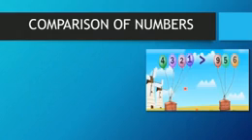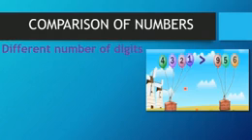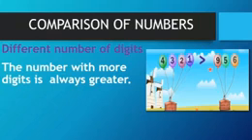In comparison of numbers, we have 2 types of things. First, different number of digits. If the numbers have different number of digits, in that case, we will see how we will compare. Suppose this is a number in which how many digits are there? 1, 2, 3, 4. And in this number, we have 3 digits, 1, 2, 3. So the number with more digits is always greater.